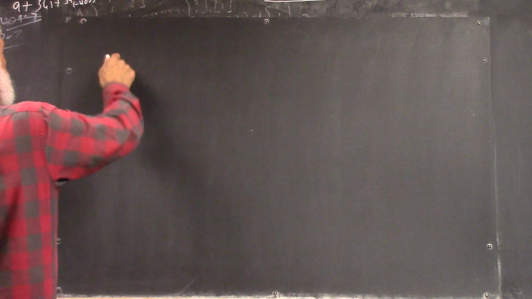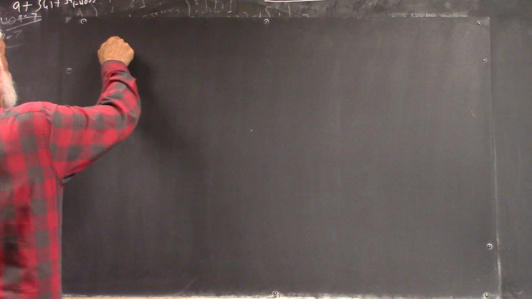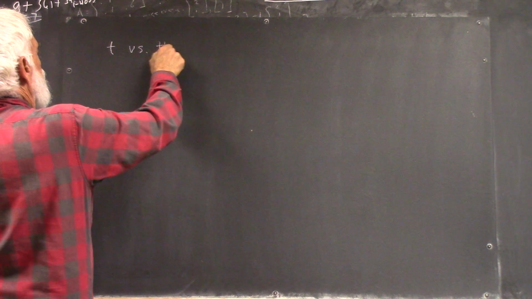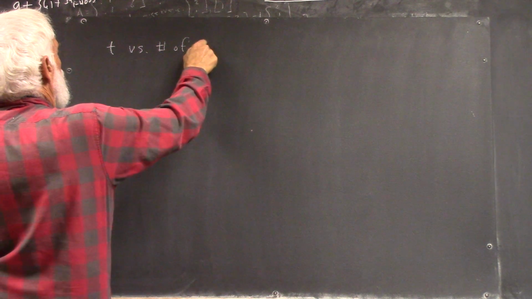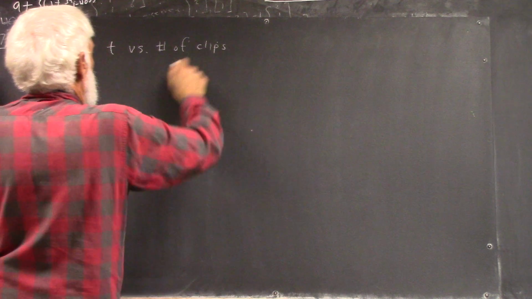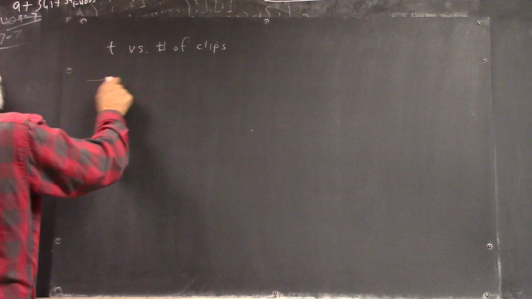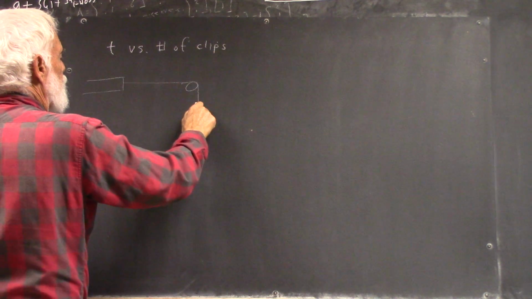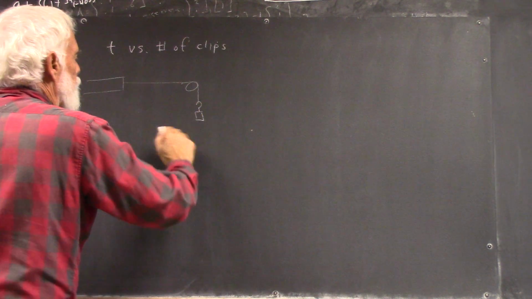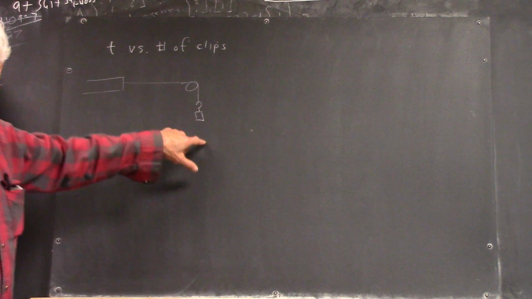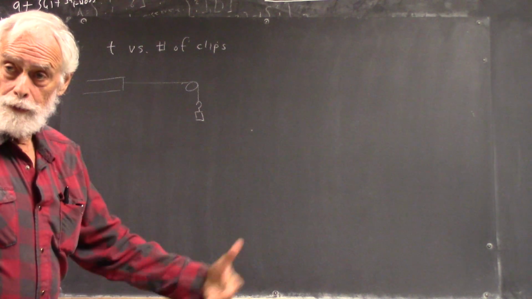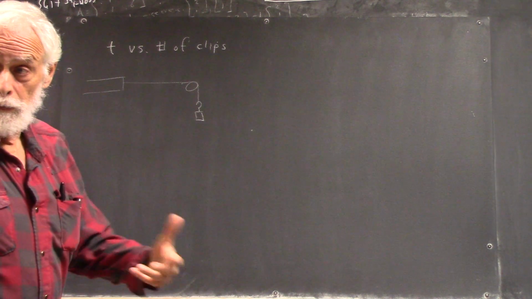Okay, so you've observed the time versus the number of clips. You have a card here, you have a pulley, and you have weights hanging down here, and the weights are paper clips. So the more paper clips you got hanging here, the greater your acceleration. Okay, that's what we're really trying to get.